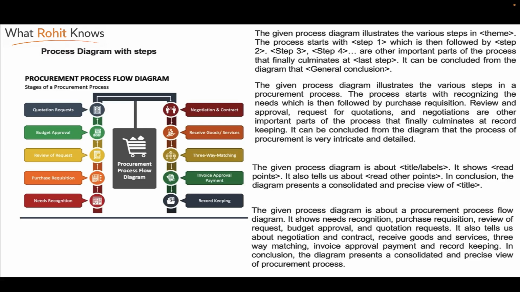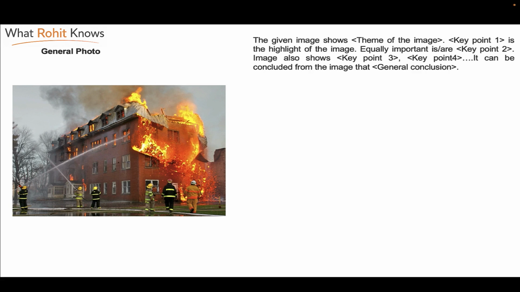Now, let's look at the final type of image for which we will look at the template, and that is a general photo. So sometimes all that you will get is a photo describing a particular scene or a thing in front of you, and you have to talk about it. So this is the template we recommend. The given image shows theme of the image. Then key point 1 is the highlight of the image. Equally important is or are, you can talk about another aspect. And then image also shows, you can talk about a couple of other things. And finally, it can be concluded from the image that, then make a general roundabout statement about the theme of the image again.